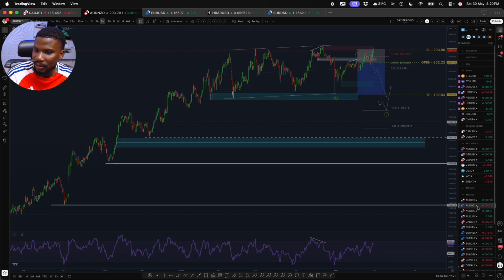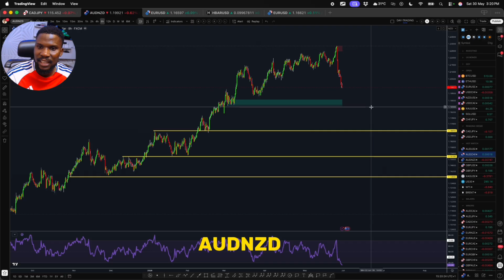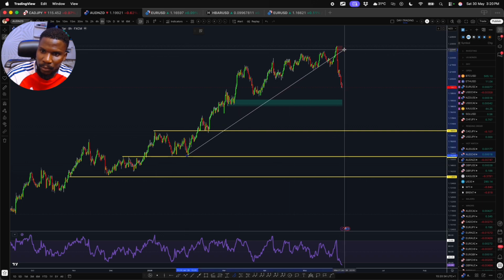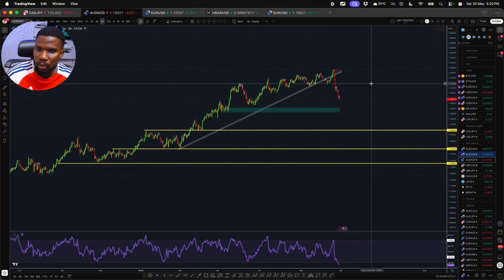And I said I'm going to talk about AUDNZD and AUDCHF, so let's get straight into that. AUDNZD has already broken out of structure, which is very amazing. We have a very good channel like this, and this particular trend line at the bottom here. Let me just use this as a trend line for now. So we have this trend line already getting broken.